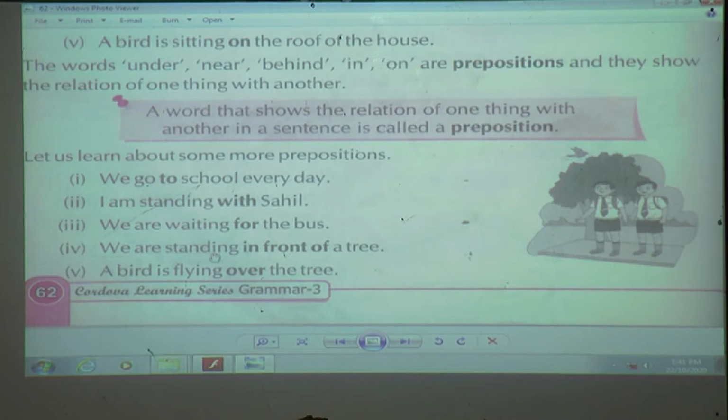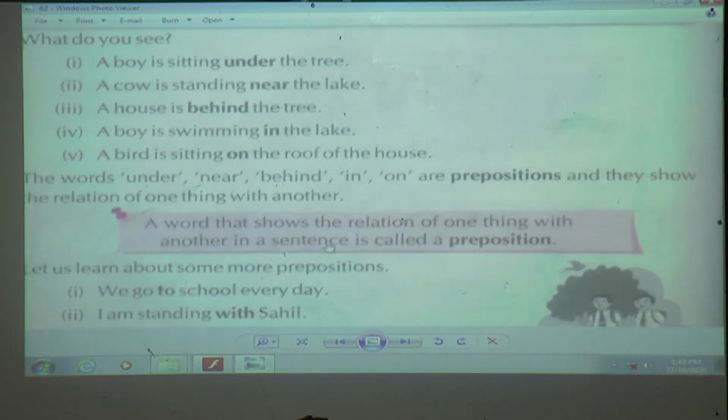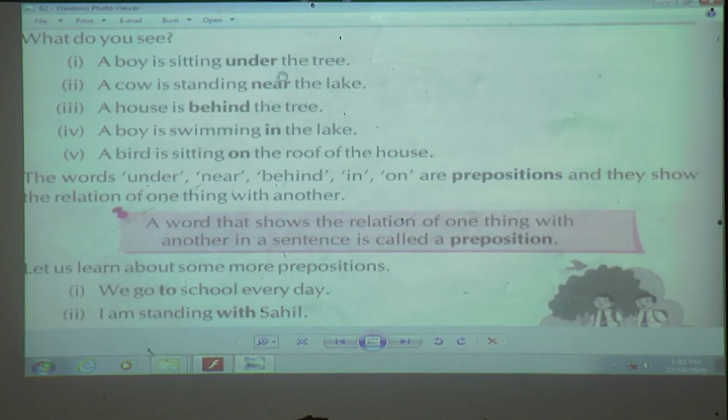Next, we are standing in front of a tree. In front of. A bird is flying over the tree. Now in all these 5 examples, how many prepositions have we learned? To, with, for, in front of, over. Understood, students? And above, what have we learned? Yes, under, near, behind, in, on.